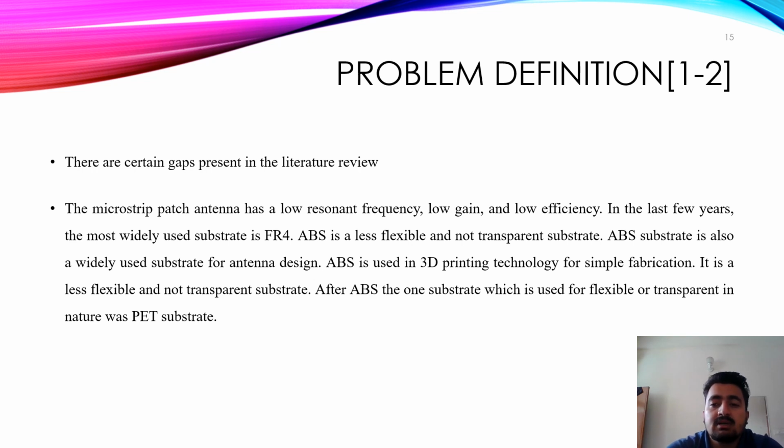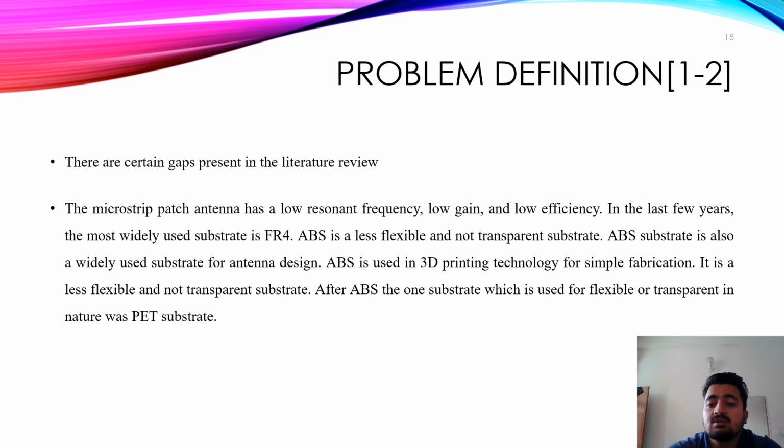There are some problem definitions. The microstrip patch antenna has low resonant frequency, low gain, and low efficiency. In the last few years, the most widely used substrate is FR4. ABS is less flexible, but not a transparent substrate. ABS substrate is widely used for antenna designing, and ABS is used for 3D printing technology. It is less flexible and not a transparent substrate.